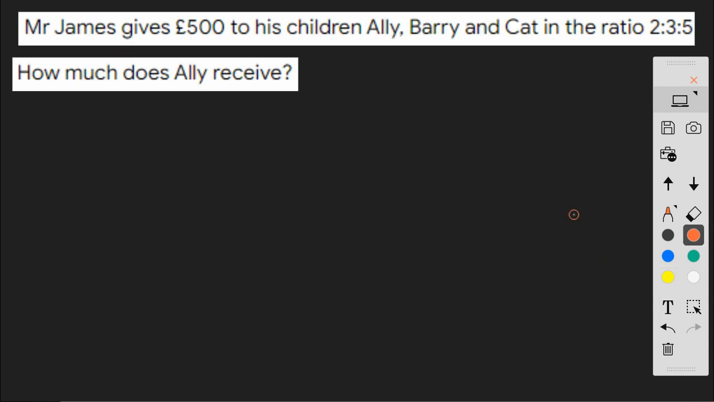Okay, so we've got a ratio question here. Well, I say it's a question. We've got questions 2, 3, and 4, all about the same ratio. Our key knowledge here has to be that all the parts in this ratio are equal. So let's just make sure that we have a visual representation of this.